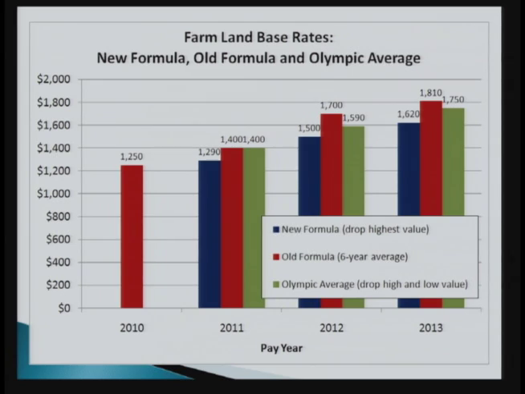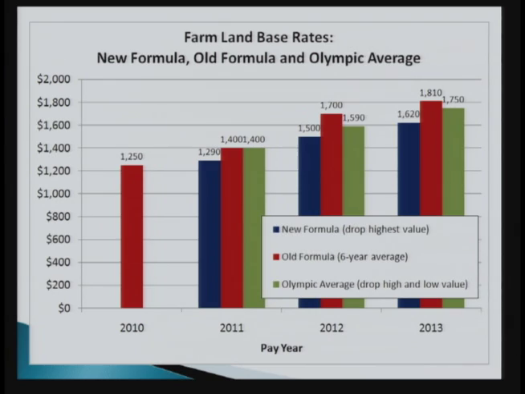Now, when Senate Bill 396 originated out of the Senate, it had a somewhat different formula. It was called the Olympic average, and what it did was to drop both the highest and the lowest value and average the remaining four. And as it turned out for taxes in 2011, that would not have changed the base rate of farmland. It would have remained at $1,400 because the highest value and the lowest value were about the same distance from the average, and so when you remove those two, the average stayed the same.